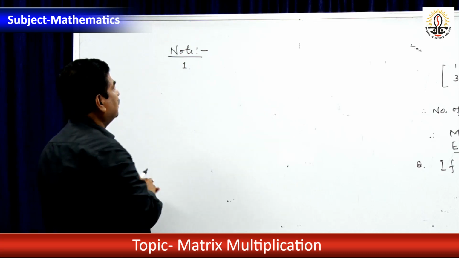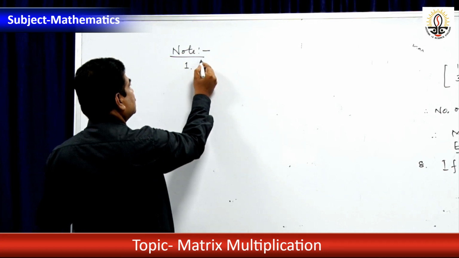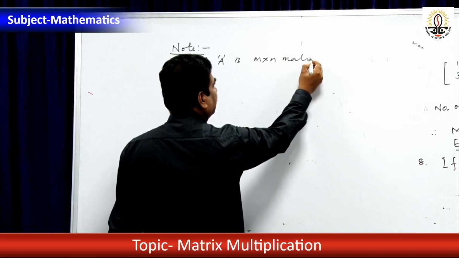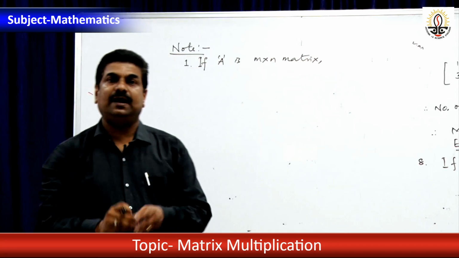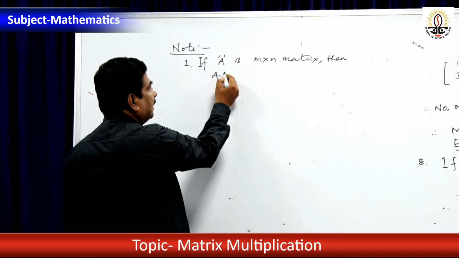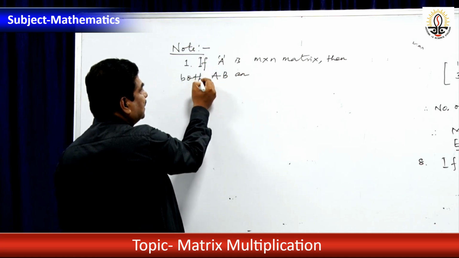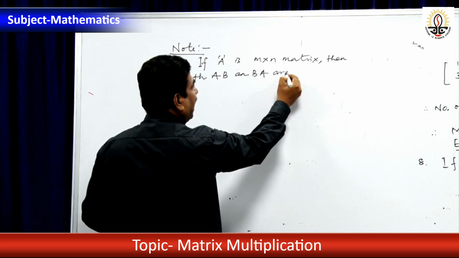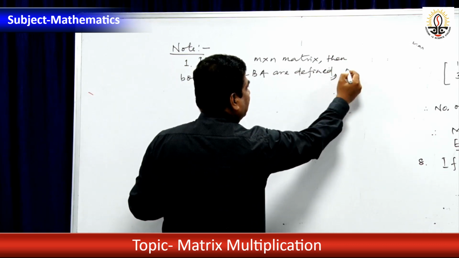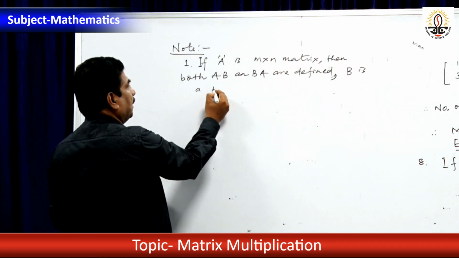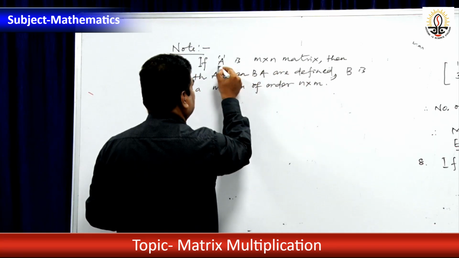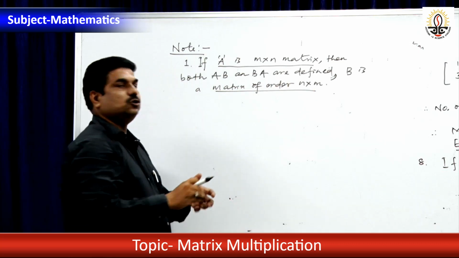Number 1, the first point: if A is an m by n matrix, then both AB and BA are defined, then B is a matrix of order n by m. Very important short question.